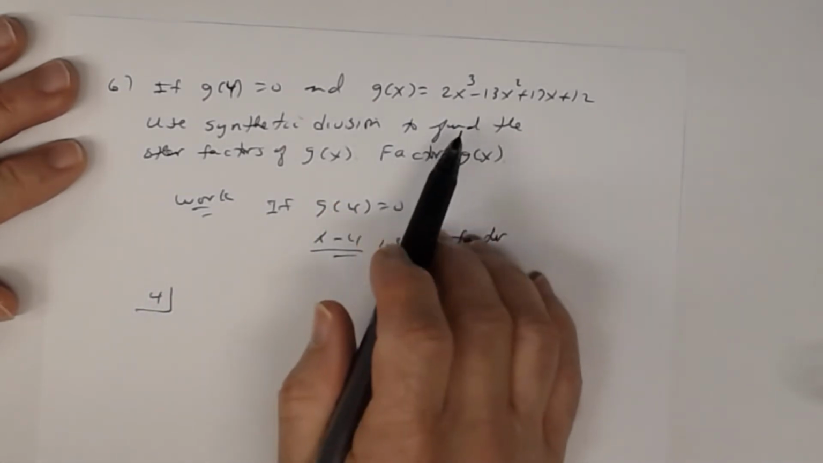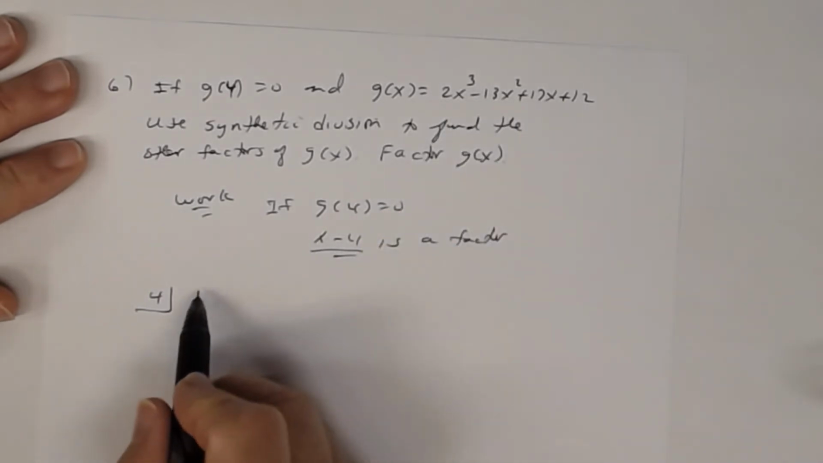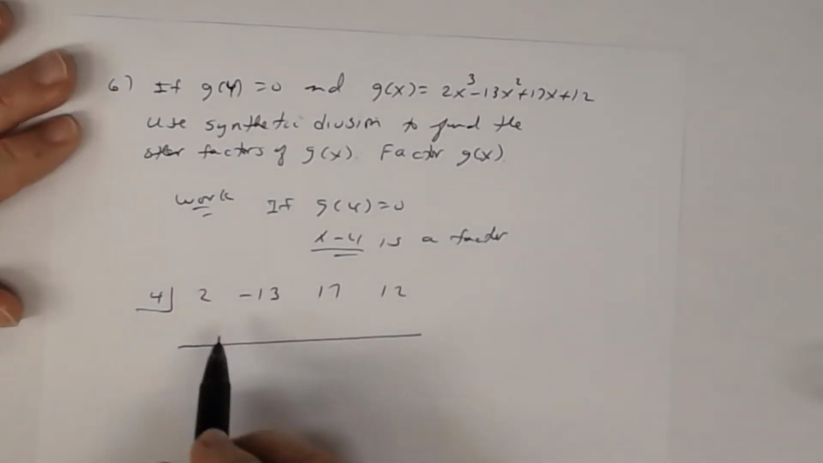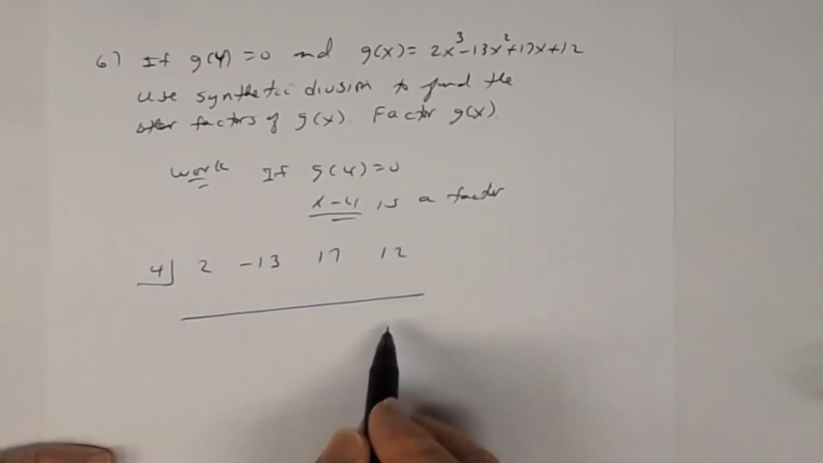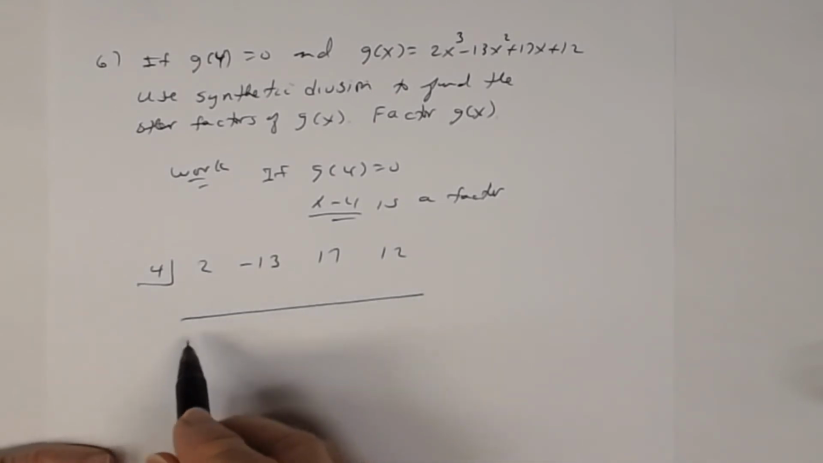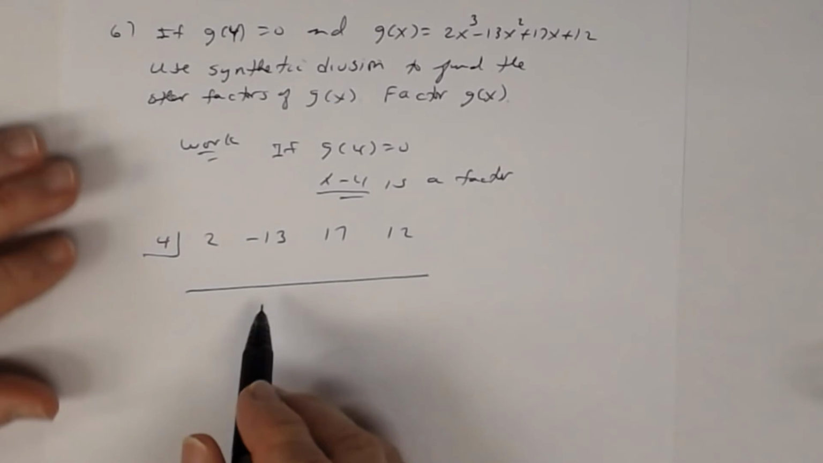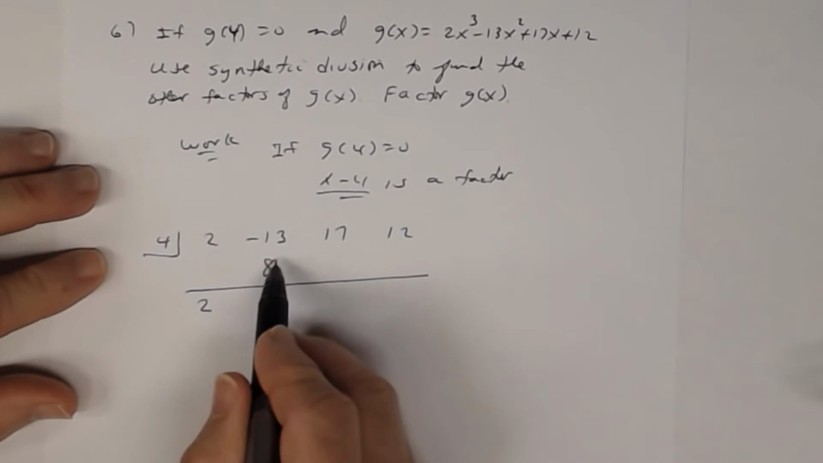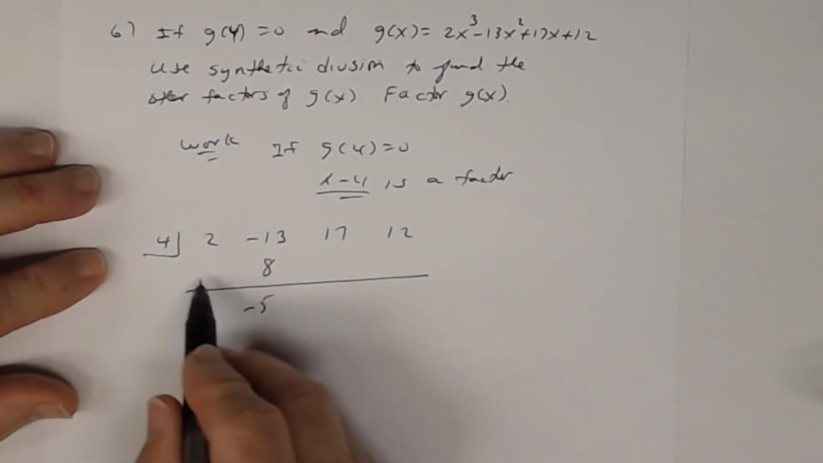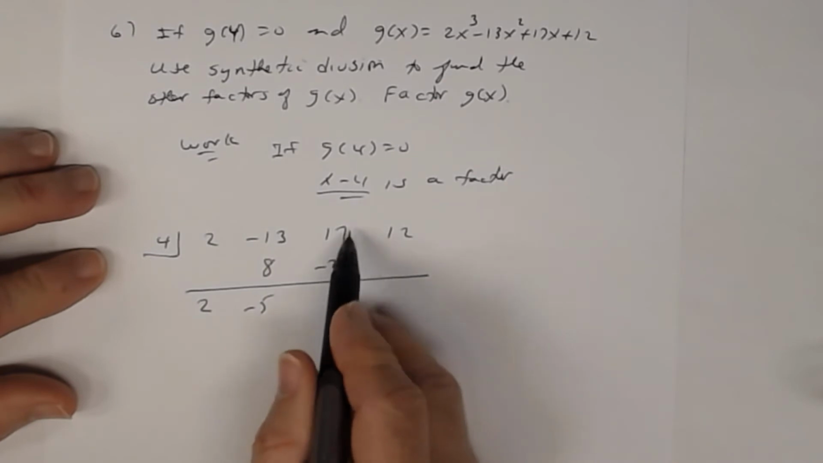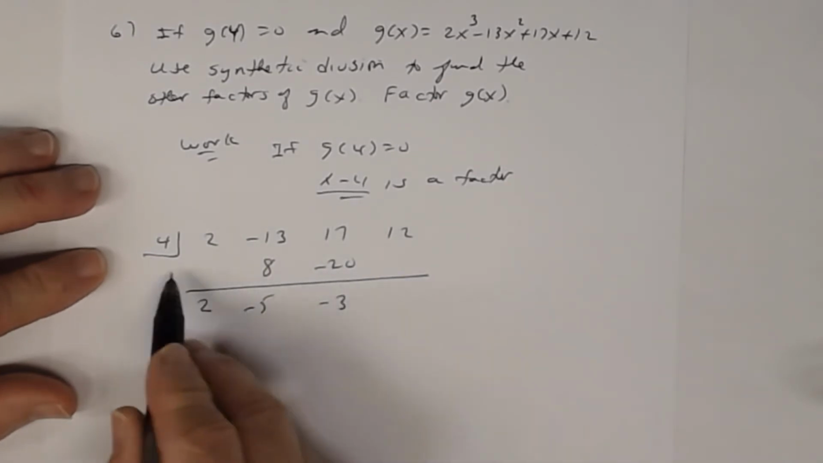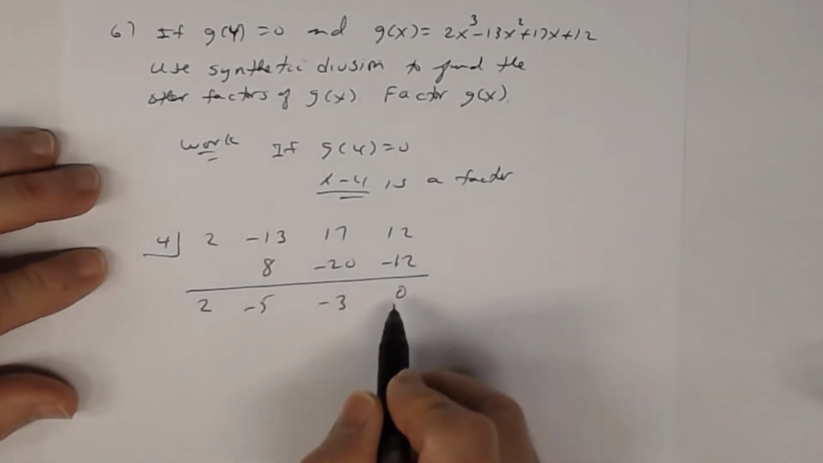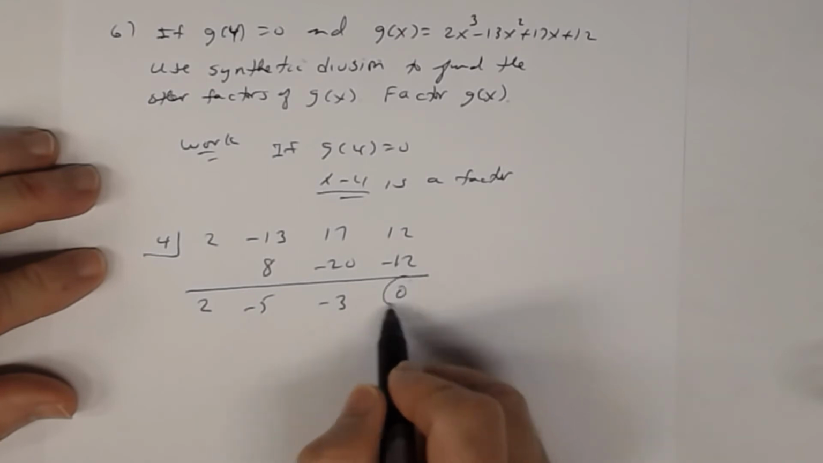Using synthetic division, there are no missing terms, so I'm going to have 2, negative 13, 17, and 12. According to this, I better get a 0 here. The remainder better be 0, and then I'll be able to factor my quotient. Now listen to what we're going to do. Bring down the 2, multiply, you get 8, add, you get negative 5, multiply, 4 times negative 5 is negative 20, add 17 and negative 20 is negative 3. Multiply 4 times negative 3 is negative 12. Add, you get 0. I was supposed to get 0. So that's the remainder.